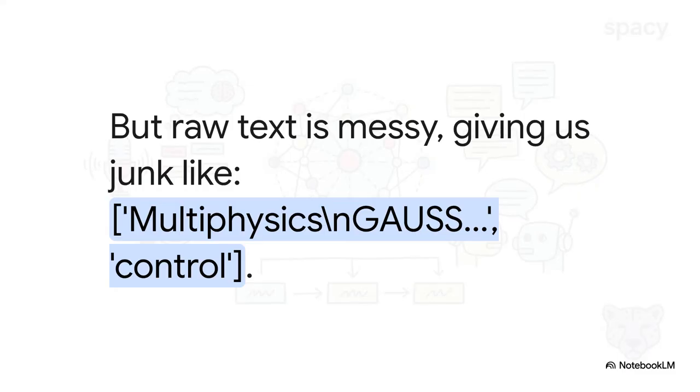But here comes the reality check. Raw text is almost never clean. You're way more likely to get total junk like this n-gram here. Just look at all those weird new line characters, the little \n's. This pair is completely meaningless because our simple little program has no idea how to handle formatting or context.